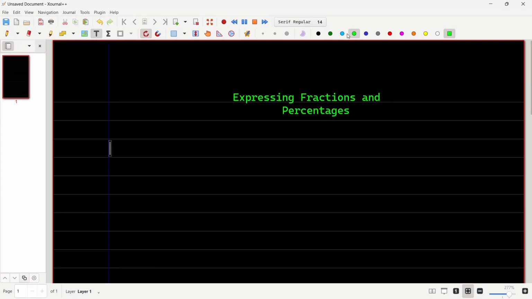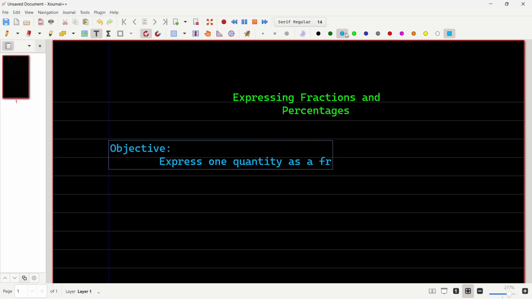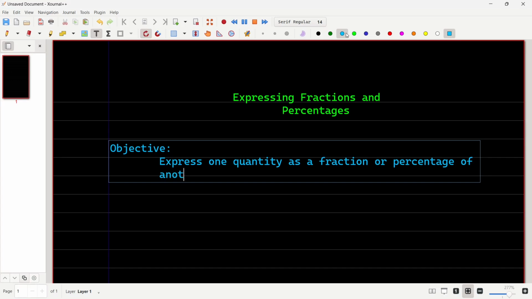The objective. So the objective is as follows. We want to express one quantity as a fraction or percentage of another. All right. So what we're going to do is we're going to express a quantity as a fraction, and then we're going to express a quantity as a percentage.